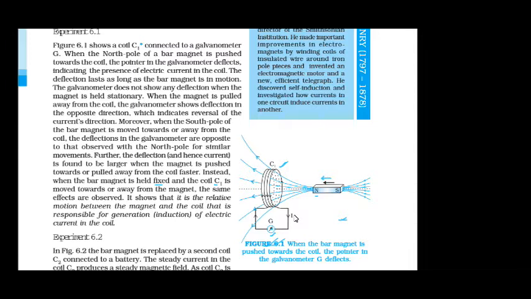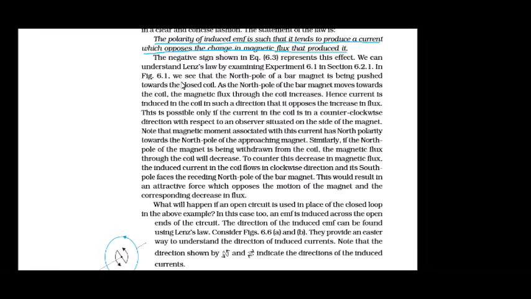Similarly, if we move the south pole, we will see a similar effect, but the pointer will give the opposite sign than that of the north pole. So this was figure 6.1. Now let us see how Lenz's law is related to this. In figure 6.1, the north pole of the bar magnet is being pushed towards the closed coil. As it moves towards the coil, magnetic flux through the coil increases. Hence, the current induced in the coil is in such a direction that opposes the increase in magnetic flux.